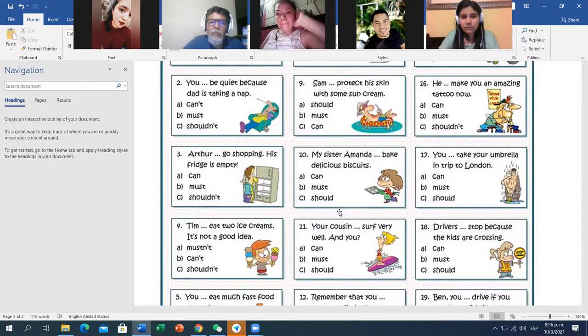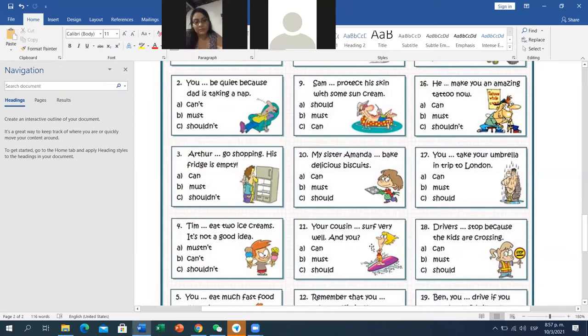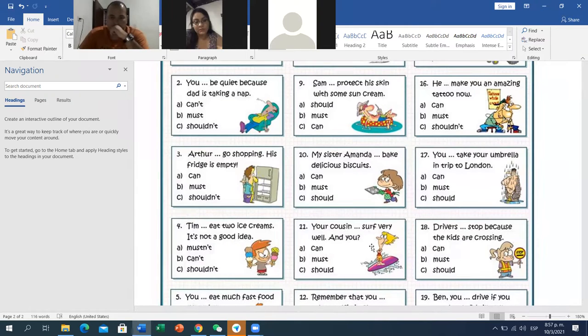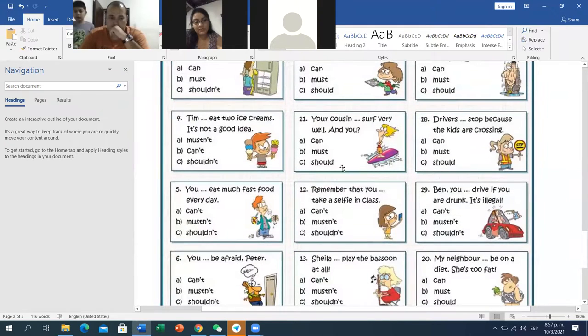Selena, ya la pasé, ¿verdad? Selena, yes. Señorita Cruz, still there? Okay. Juan Reyes, go ahead, please. 11. Your cousin can surf very well, and you? ¿Quién es el que está pasando ahorita? Brenda Cruz. Excellent, very good. Your cousin can surf very well, and you? Excellent, very good, excellent. Okay, ¿por qué? Porque hasta está haciendo pregunta, ¿verdad? Okay, now, Carlitos, continue please, number 13.